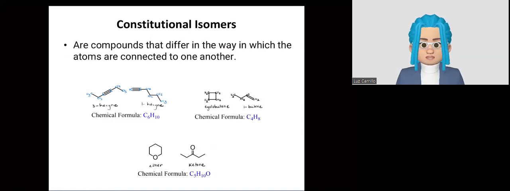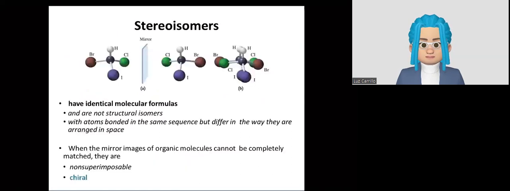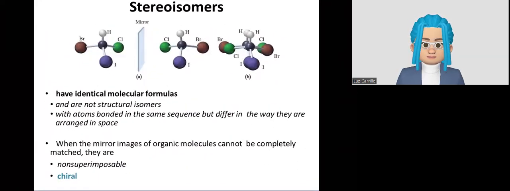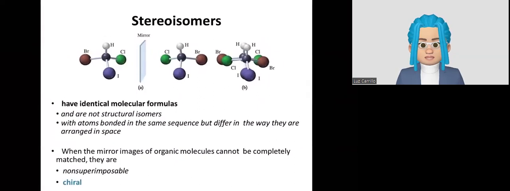Let's now move on and explore stereoisomers. When it comes to stereoisomers, similar to structural isomers, these two molecules that we are going to be comparing have the same chemical formula. But interestingly, they are not structural isomers because the atoms in a stereoisomer are actually bonded in the same sequence. It's just that they're different in the way they are arranged in space.